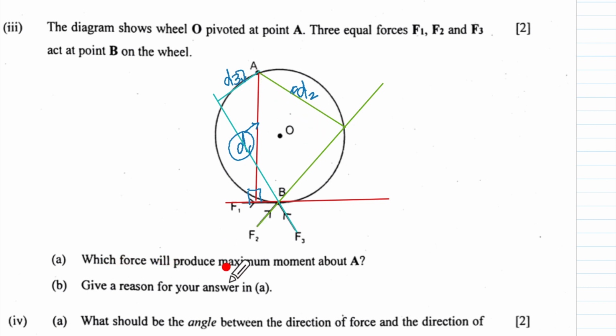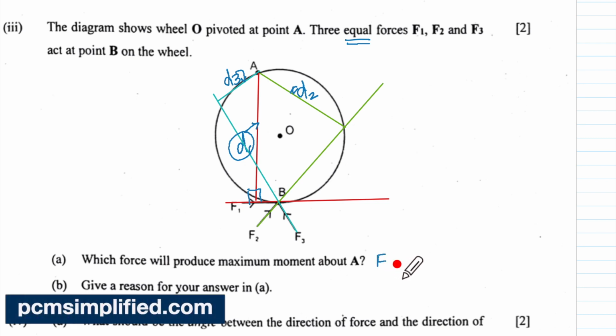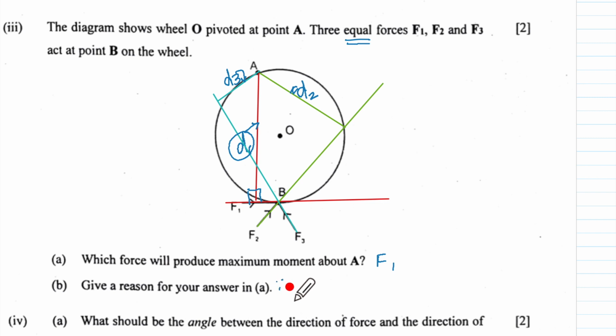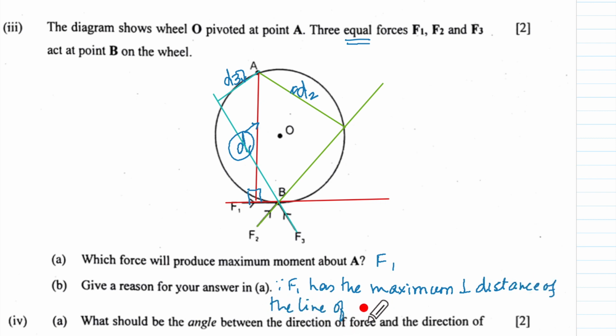They are asking which force will produce maximum moment about A. Maximum moment will be dependent upon the maximum perpendicular distance. Now all of them are equal forces, so more the distance, more will be the moment. So which force will it be? F1. Give reason. So you will say since F1 has the maximum perpendicular distance of the line of action of force from the axis of rotation. Which is the axis of rotation? It is A.